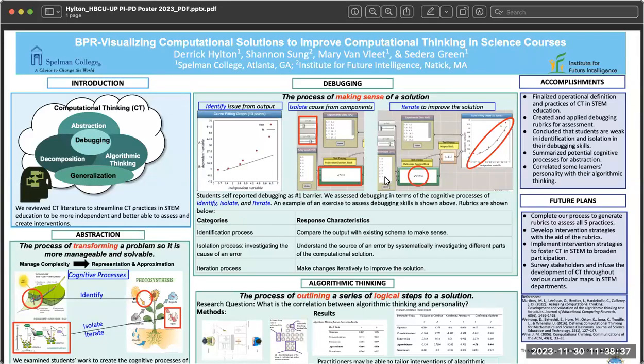Hello, everyone. We are presenting our BPR project titled Visualizing Computational Solutions to Improve Computational Thinking in Science Courses. I'm Shannon Sun from the Institute for Future Intelligence, and my PI is Derek from Spelman College.